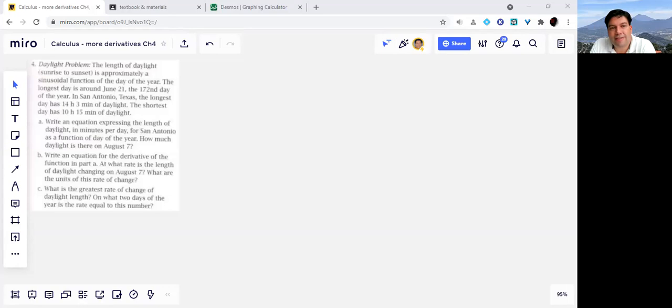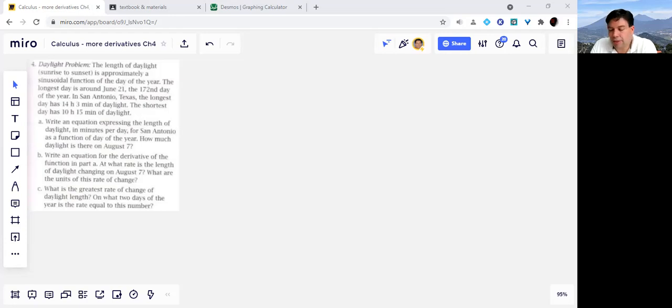In San Antonio, Texas, the longest day has 14 hours and 3 minutes of daylight. The shortest day has 10 hours and 15 minutes of daylight. Write an equation expressing the length of daylight in minutes per day for San Antonio as a function of the day of the year. How much daylight is there on August 7th?